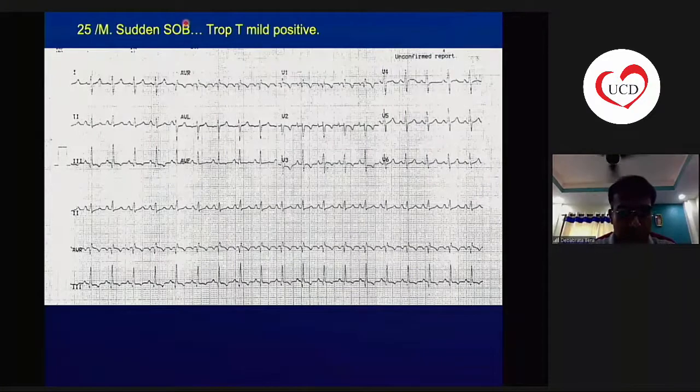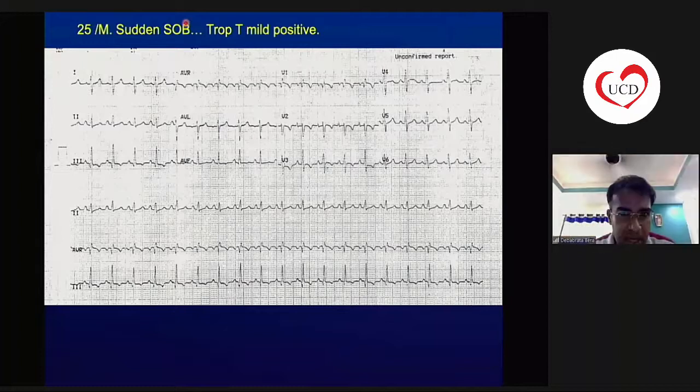On echo, he showed right ventricular dyskinesia, and it was confirmed on CT pulmonary angiogram that the patient has a pulmonary embolism, and he was treated with thrombolysis. So this ECG also shows one of a very rare but classical ECG patterns of pulmonary embolism. That is the predominant S1 Q3 T3.